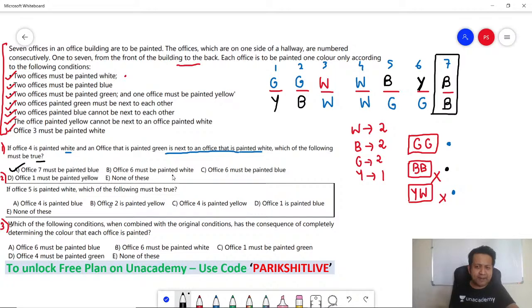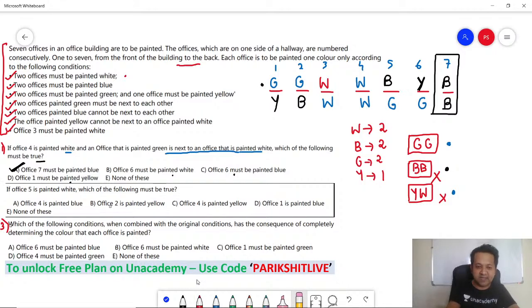Office 6 must be painted white? No, office 6 can be yellow or green. Office 6 must be painted blue? Even that's false. Office 1 must be painted yellow? No, not necessarily. It might be painted green or yellow. So even D is wrong, and none of these. Option A is correct. Got it? Any doubt in this? Did you all get it? Very, very interesting question.